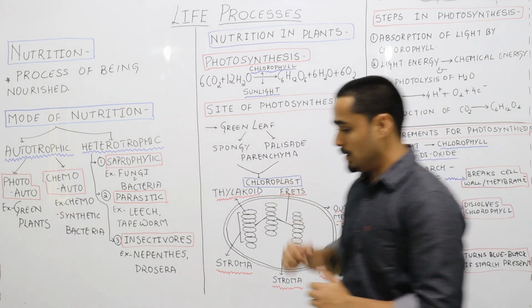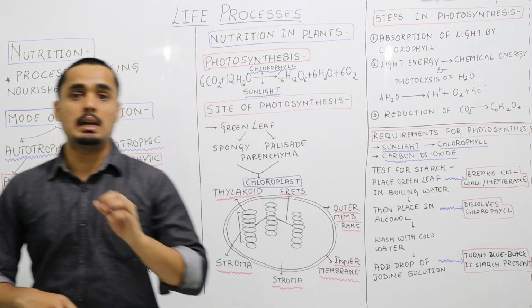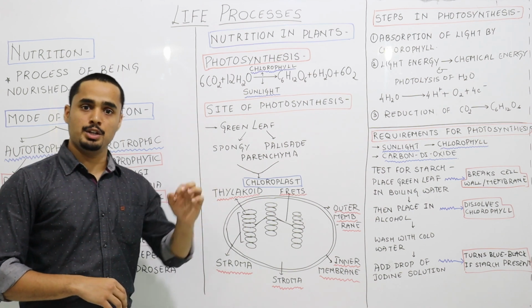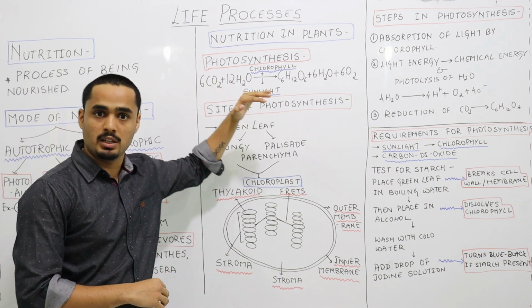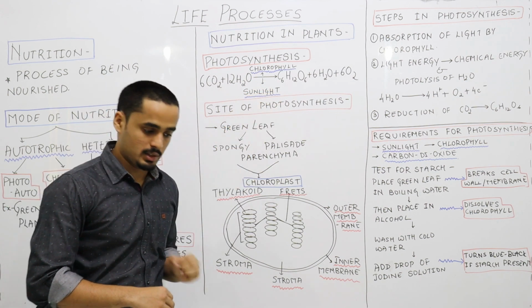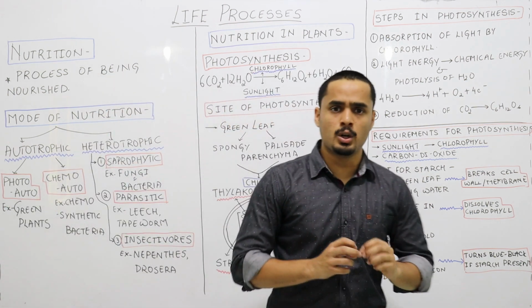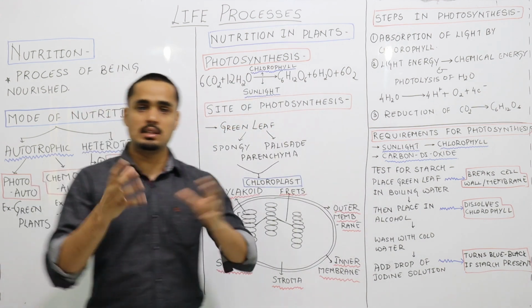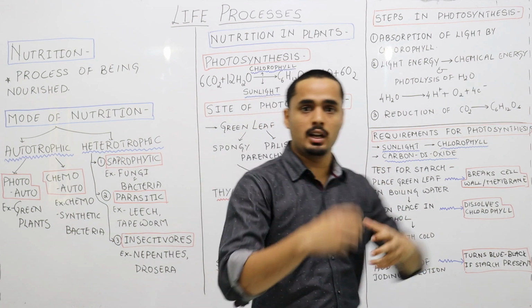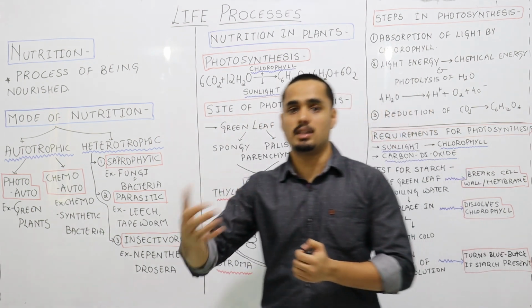Now, first we will be focusing on nutrition in plants. When we talk about nutrition in plants, the first thing that should come to our mind is photosynthesis. In your lower classes, you would have already studied that photosynthesis is a process seen in green plants which utilizes sunlight and carbon dioxide to manufacture their own food.